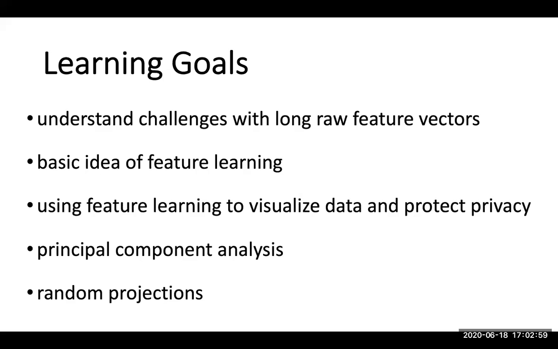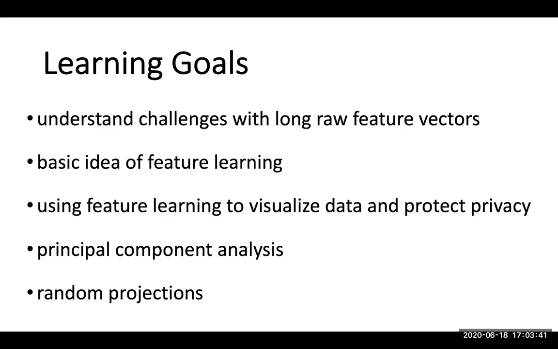So we will talk about the challenges that come with long raw feature vectors when we have a lot of features for individual data points. Then I will explain the basic idea of feature learning, which is to extract the few most relevant features. Then we will see how we can use feature learning to visualize data and also to protect privacy. A key branch of machine learning nowadays deals with privacy preserving machine learning. We want to extract all the information from data that we need for a certain prediction, but not too much. And in particular, we want to protect privacy of persons.